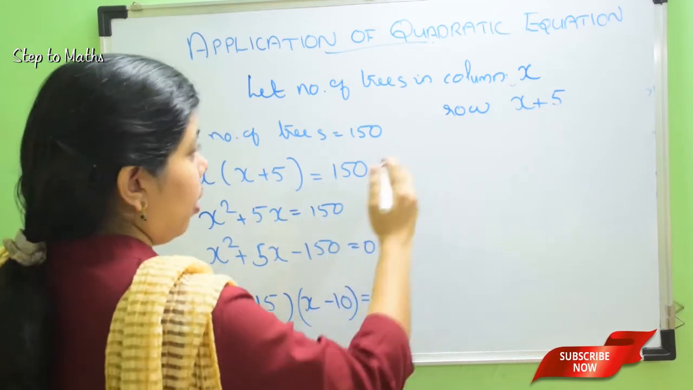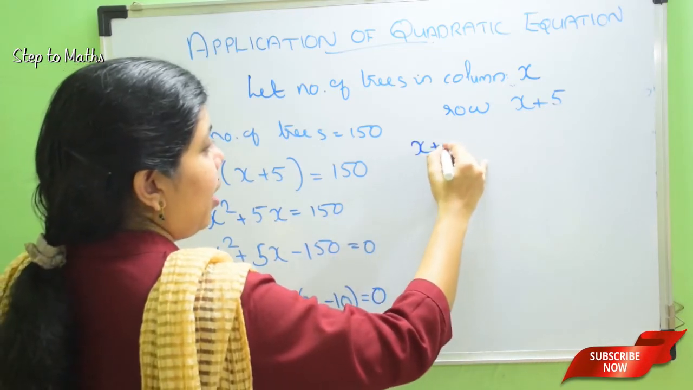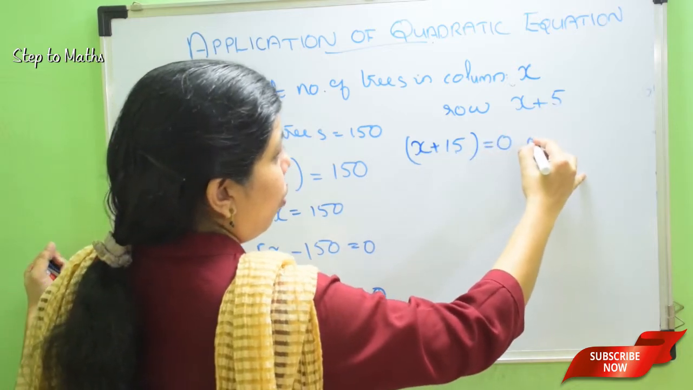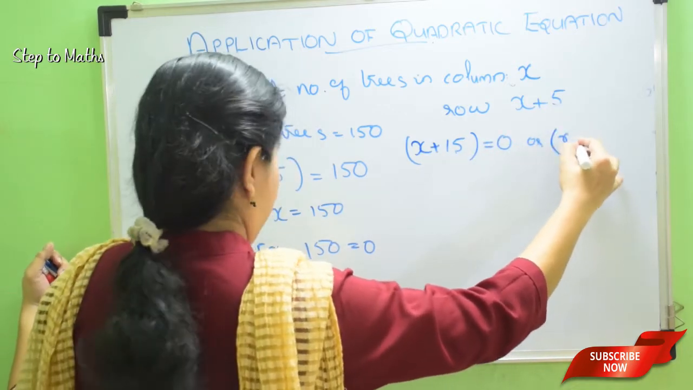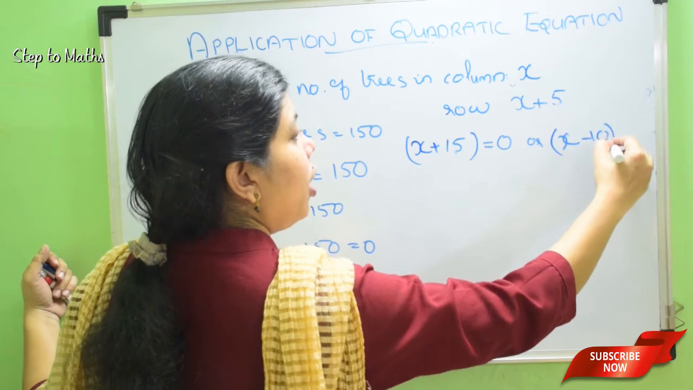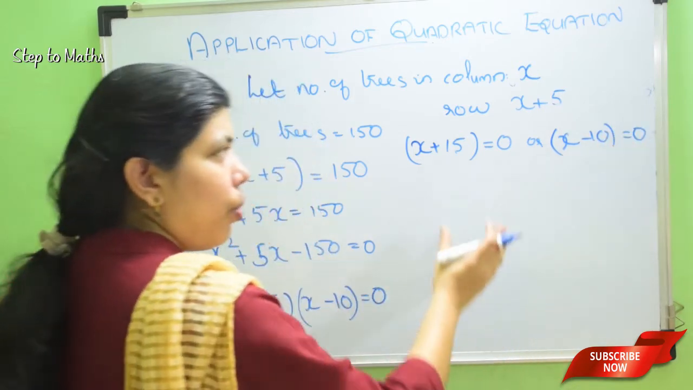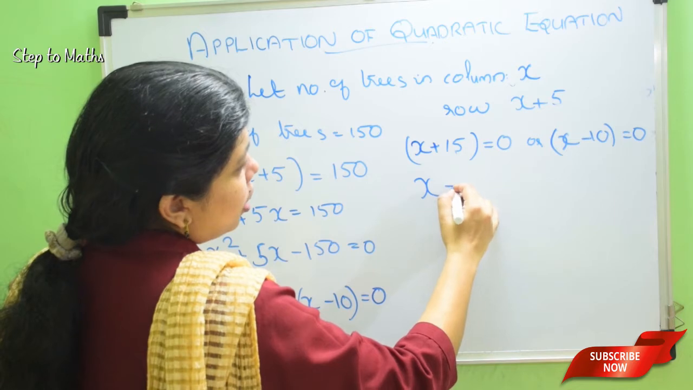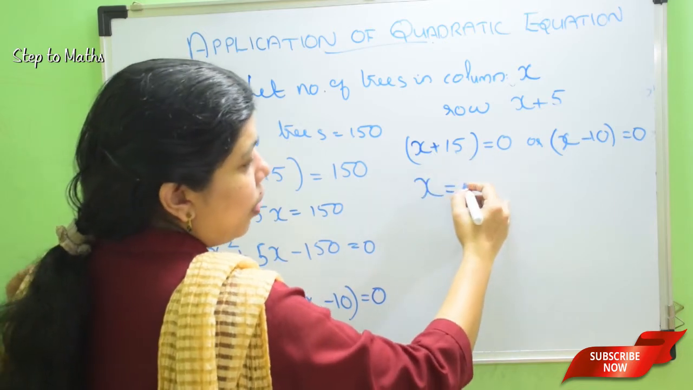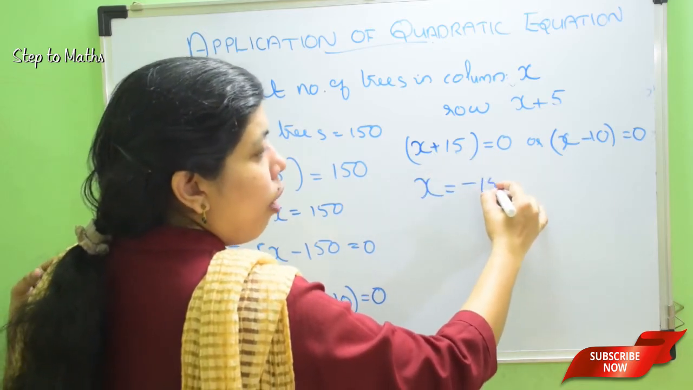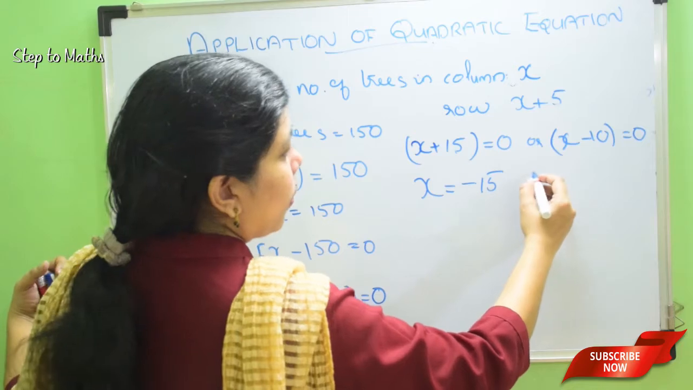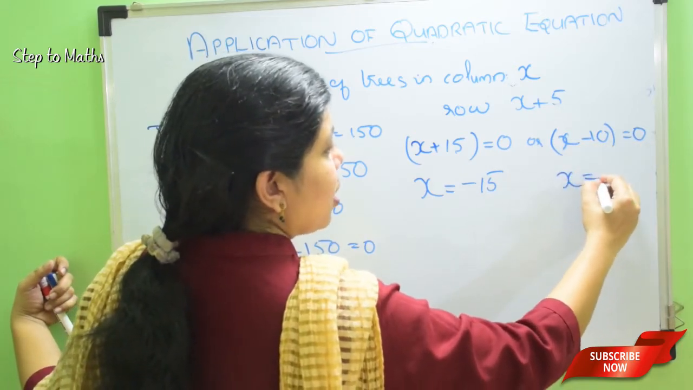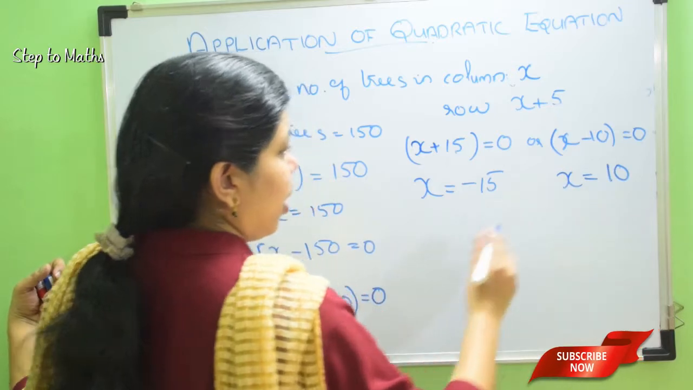Okay, X plus 15 into X minus 10 is equal to 0. Then we can write X plus 15 equal to 0 or X minus 10 equal to 0. Each term equal to 0. X plus 15 is equal to 0 means the value of X is equal to minus 15, and X minus 10 is equal to 0 means the value of X is equal to plus 10.